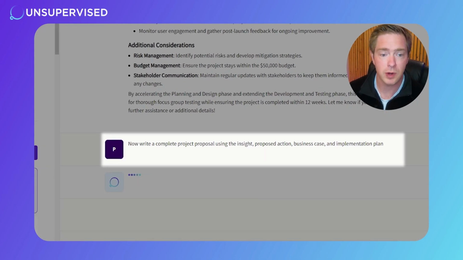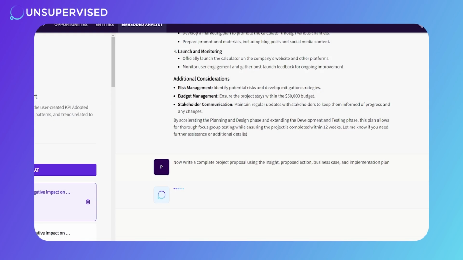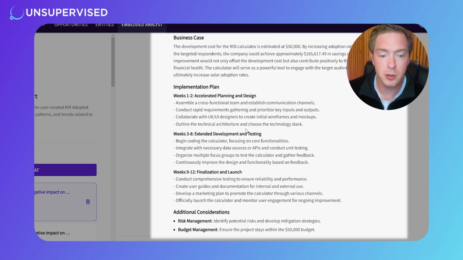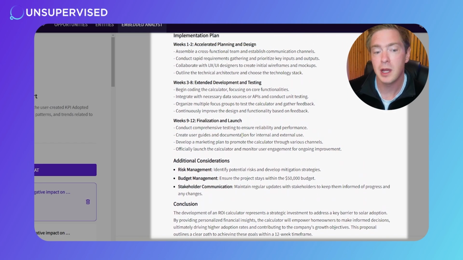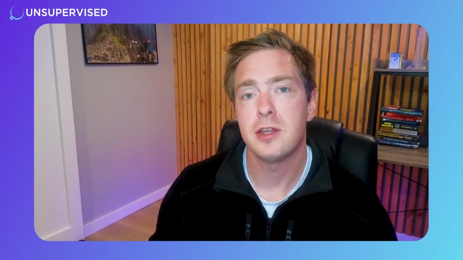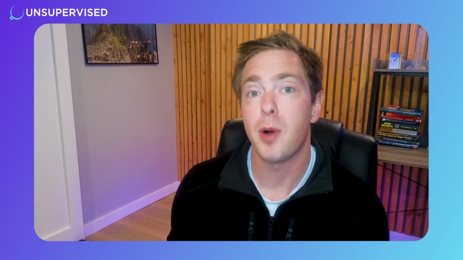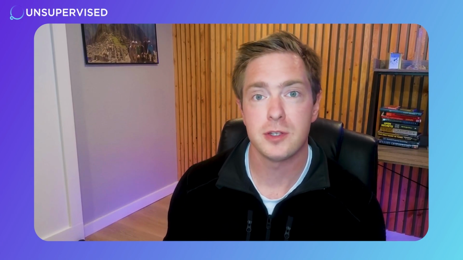So I'll tell the analyst to write a complete project proposal using insight, proposed action, business case, and implementation plan. And here you can see the analyst has summarized all of this nicely for me. I have a well-structured project proposal that covers everything I asked it to, and this would be something that I can now take to my boss or other teams to socialize it. So that shows you how you can use the embedded analyst to find an insight and get from that insight to a polished project proposal within just minutes.